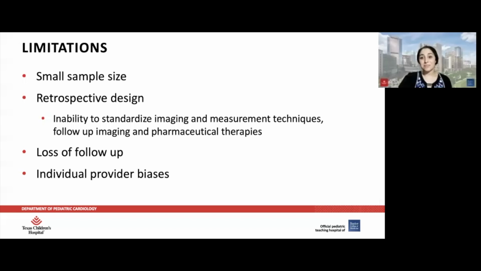We did have some limitations to our study, with the largest being the small sample size that we have, given the rarity of ATS. We also did use a retrospective design, which prohibited us from standardizing imaging and measurement techniques, follow-up imaging and pharmaceutical therapies, and we did have loss of follow-up for patients. And it's always important to consider individual provider biases as well.